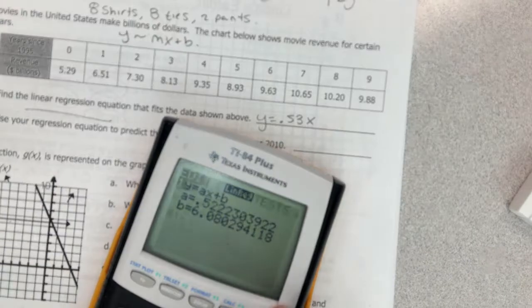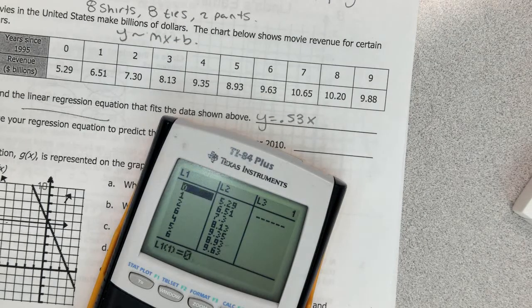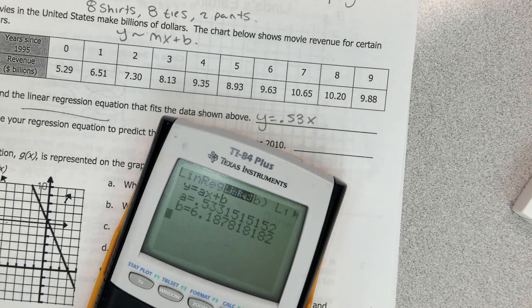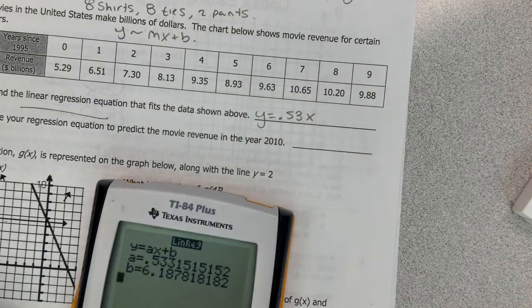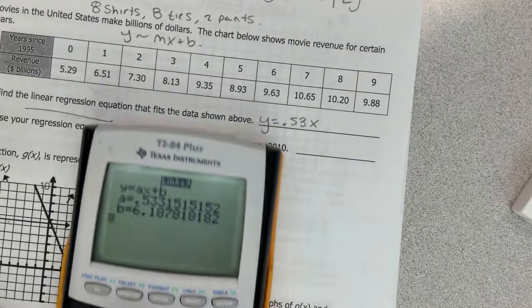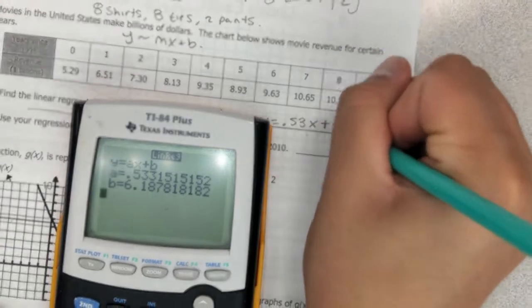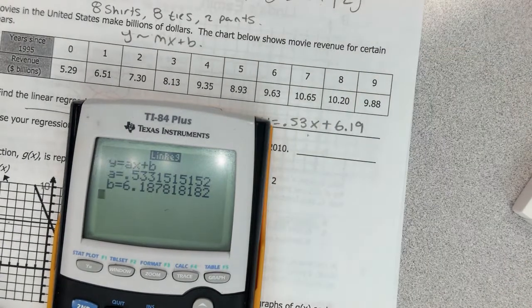Okay, hold on, let me double check the data. So 0, 1, 2, 3. Okay, this should be more accurate. So let's see what it should be. There we go. So it should be 0.53x plus 6.19.